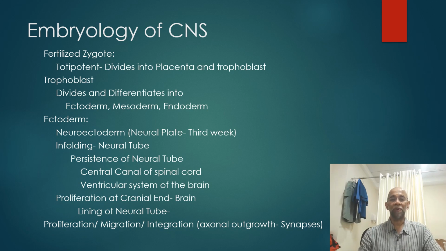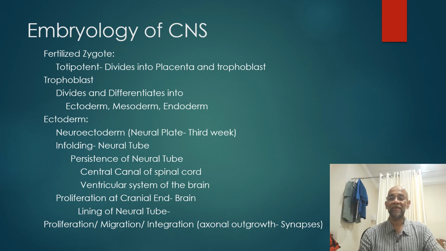This neural plate, the neuroectodermal plate, infolds, creating a neural tube. And this neural tube separates from the ectoderm by a process called disjunction. The neural tube persists into adulthood as the central canal of the spinal cord and as the ventricular system of the brain. There is proliferation, exaggerated proliferation at the cranial end. The lining of the neural tube proliferates.